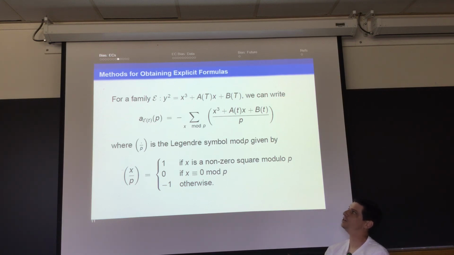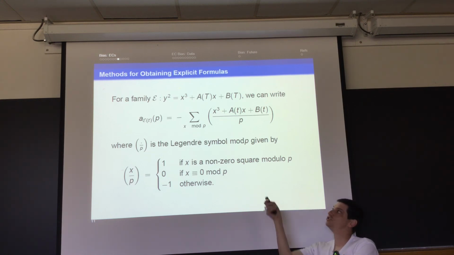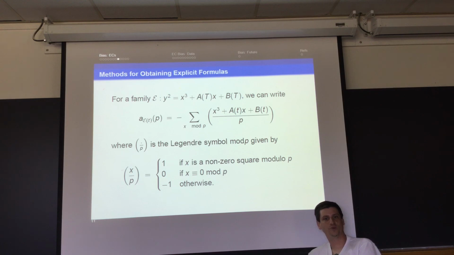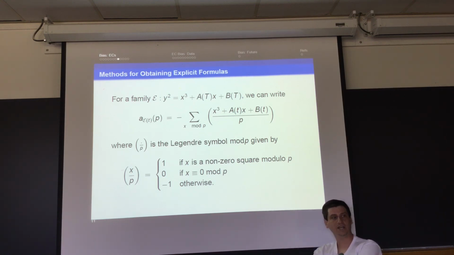Well, if it's a perfect square, I'm trying to solve this expression mod p. If this is a non-zero square, how many choices of y do I have that will square to that? 2. The square root and the negative square root. If it's not a perfect square, then no values of y work. So 1 plus this symbol is going to be related to how many solutions there are mod p.